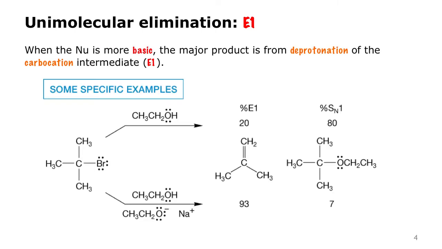So here's an example of how you can lead to the same products but in different proportions depending upon the basicity of the reaction conditions. Here we have an excellent substrate for forming a carbocation intermediate. This is, of course, a tertiary alkyl bromide. Tertiary alkyl bromides can undergo cleavage of the carbon-bromine bond and form relatively stable tertiary carbocations.